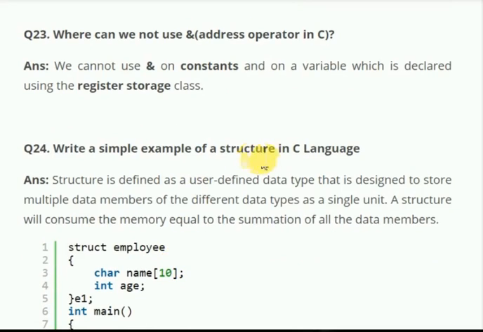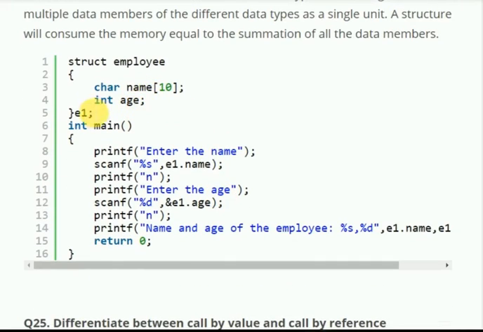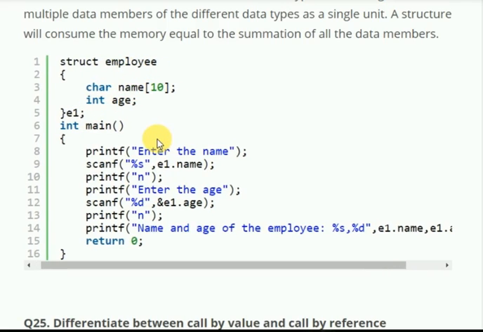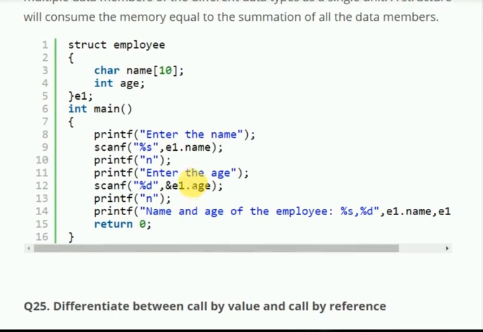Write a simple example of a structure in C language. A structure is defined as a user-defined data type that is designed to store multiple data members of different data types as a single unit. struct employee { char name[10]; int age; }; Here a name is given to the structure, employee. In order to access the variables of the structure, we need to use e.name and similarly e.age to store something in it.